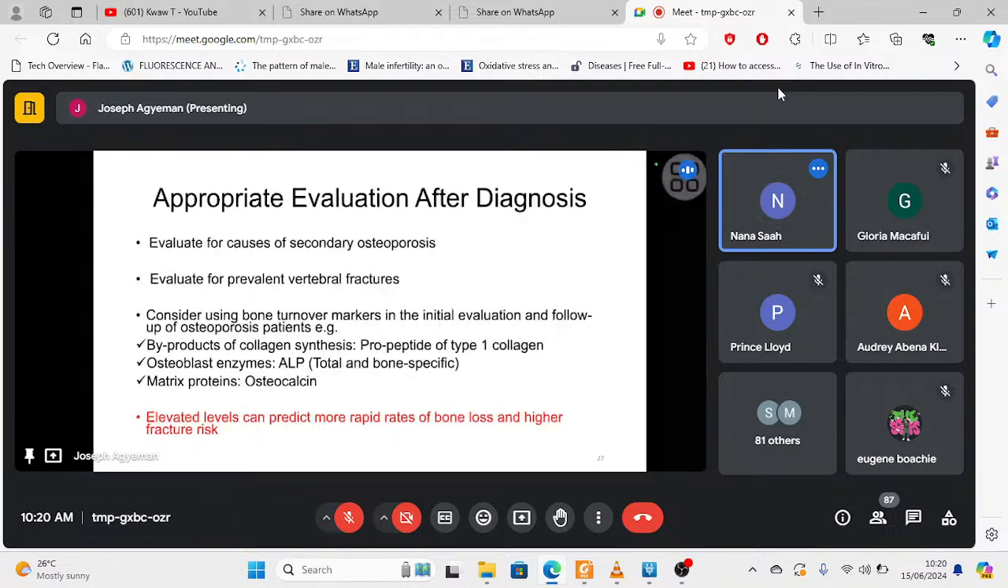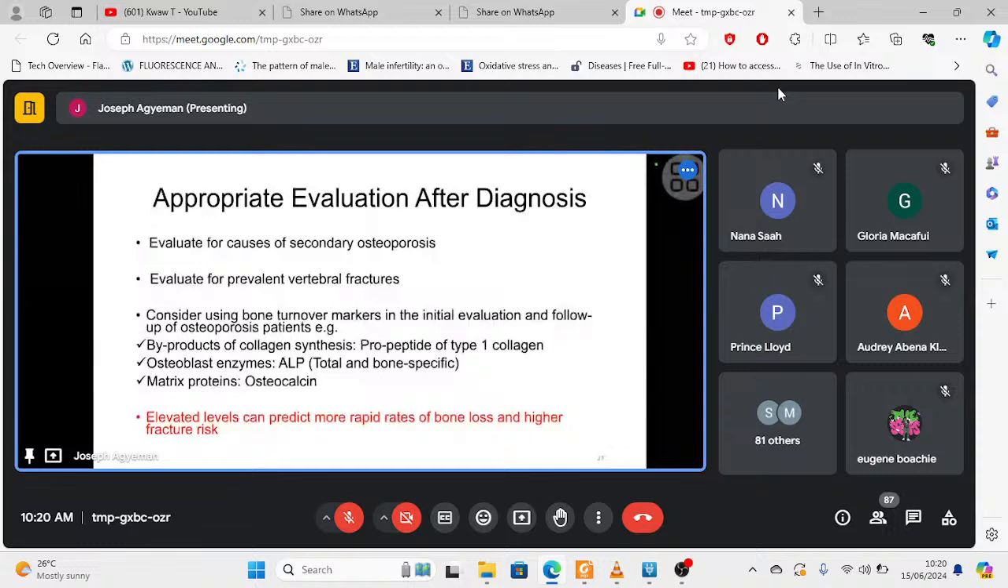All right. So now, after diagnosis, how do you do proper evaluation? After diagnosis, you've used your fracture risk, you've used your dual energy X-ray absorptiometry. Now you know that yes, there is osteoporosis, but how do you do proper evaluation? So try and evaluate all causes of secondary osteoporosis, because if they are there and they are modifiable, that should be the target. So analyze all of them and then try to modify them if they are modifiable.